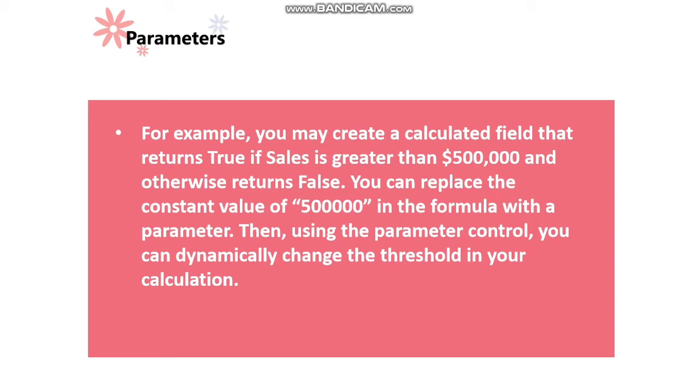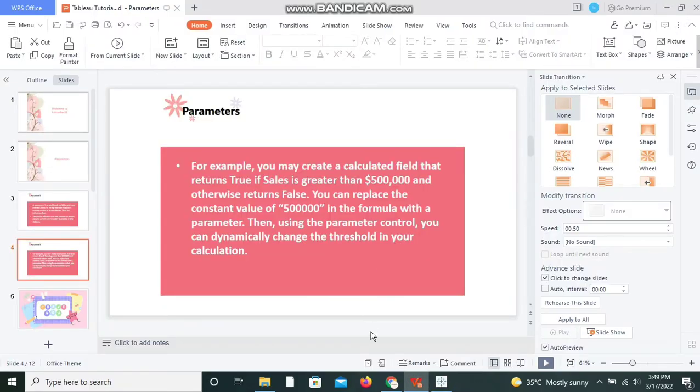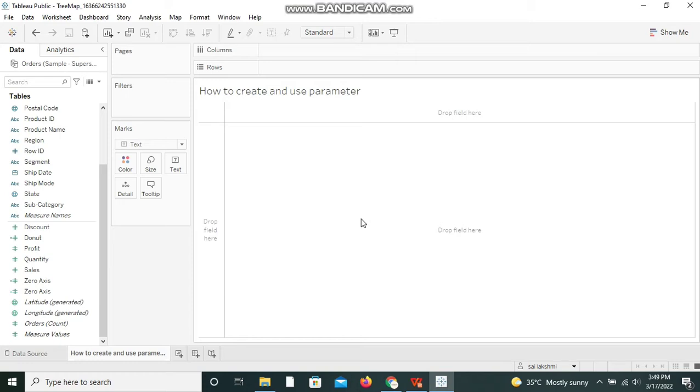What a parameter does is replace the value with something you provide dynamically. Then, using the parameter control, you can dynamically change the threshold in your calculation. Let me show you how it can be done in the Tableau Public application. Let me open Tableau Public. I have the application open and it is ready to use.